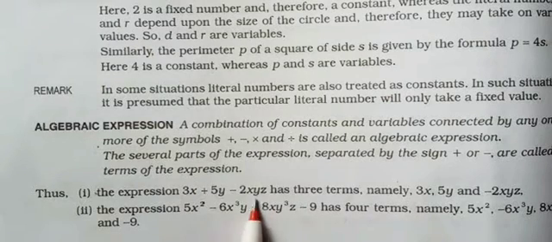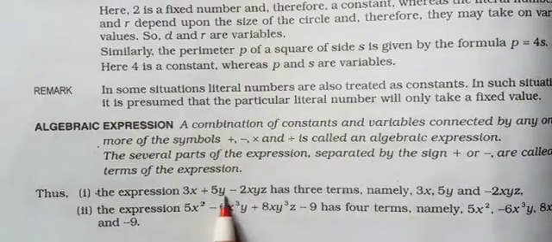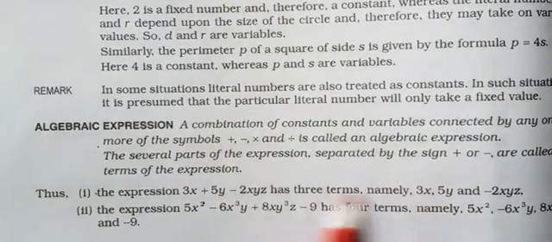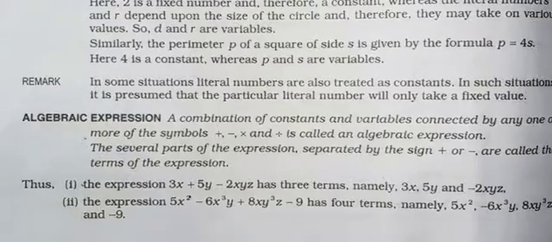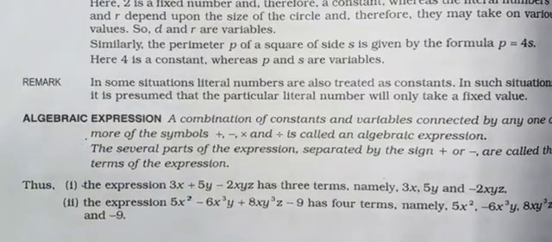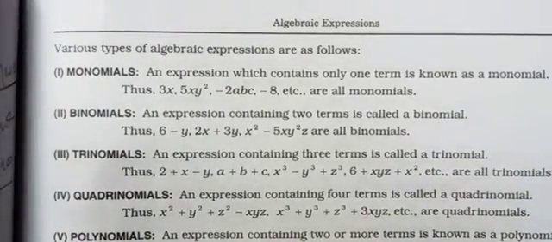Term means we take the sign together with the number, that is plus sign here, plus sign here, minus sign here. Similarly, for this expression the terms should be like that. These are the terms. Now, various types of algebraic expression.